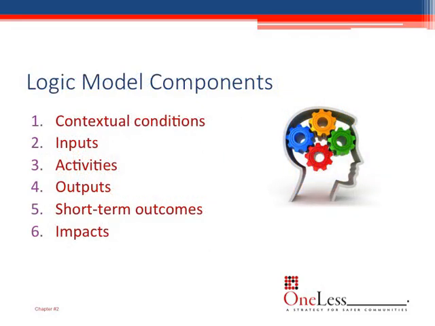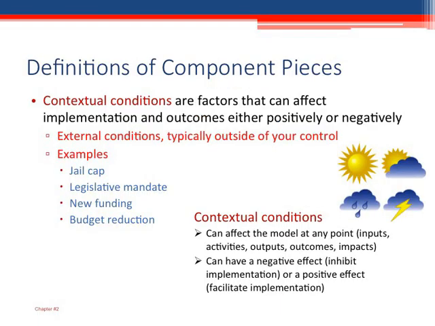So what does a logic model consist of? Basically, there are 6 main components to a logic model. There are contextual conditions, inputs, activities, outputs, short-term outcomes, and impacts. Contextual conditions are the factors that can affect, positively or adversely, whatever you are trying to do. They are the conditions that make up the context in which change is occurring. These are external conditions about which you have little or no control.